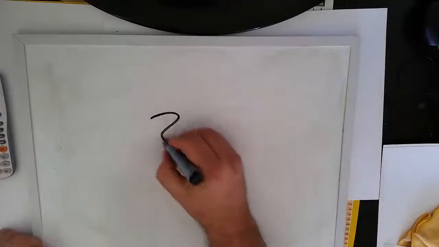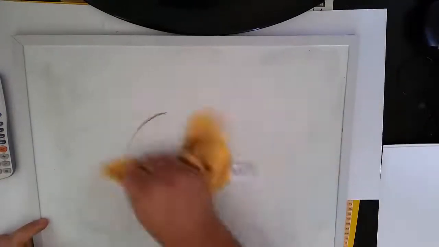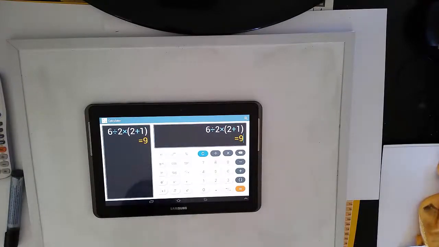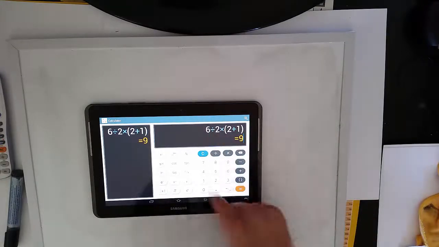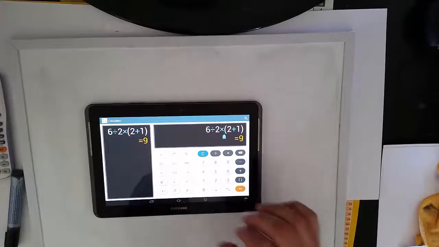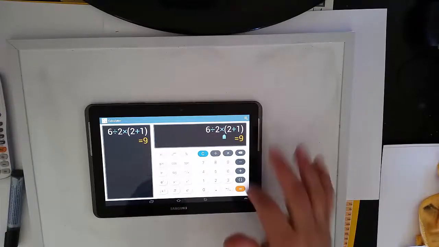Now I know what you're thinking. You're thinking, Mr. S, how the heck did you come up with that? My calculator tells me that it's actually 9. Well, let's have a look at a calculator that you'd find on a typical tablet, and it says it right here: 6 divided by 2 times bracket 2 plus 1 equals 9.